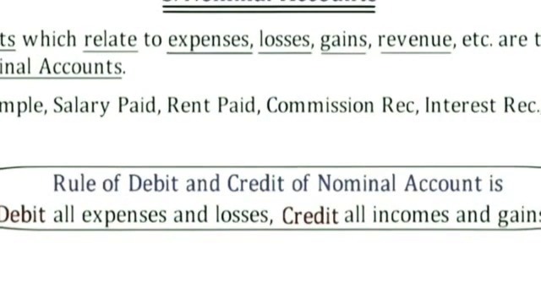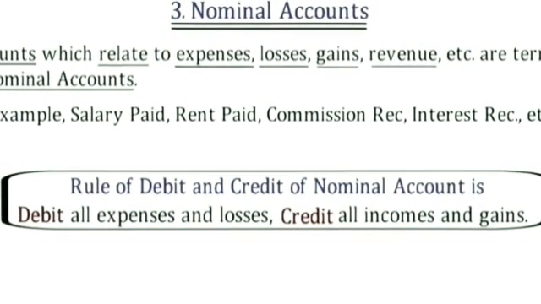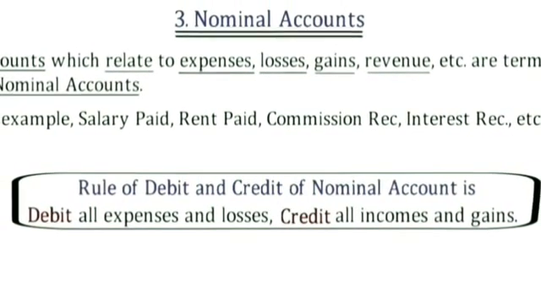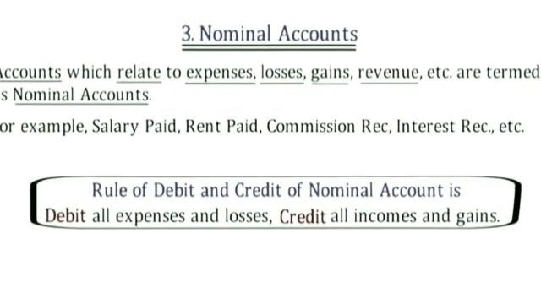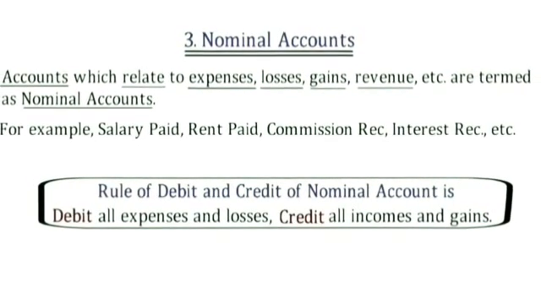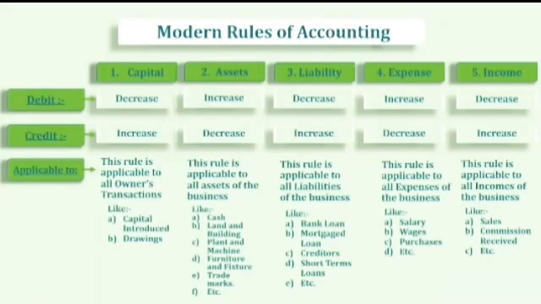Basically, they affect the business organization. The result of these activities can be seen, but they do not have any physical existence. Yes, they are basically business activities. They can be income, expenses, losses, gains, revenue, etc. So the rule states: debit all expenses and losses, credit all income and gains. Till now, the rules we have studied are based on the traditional method. Now let's look into the modern rules of accounting.